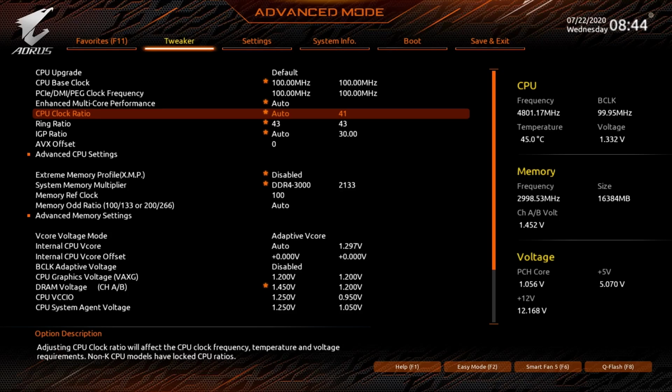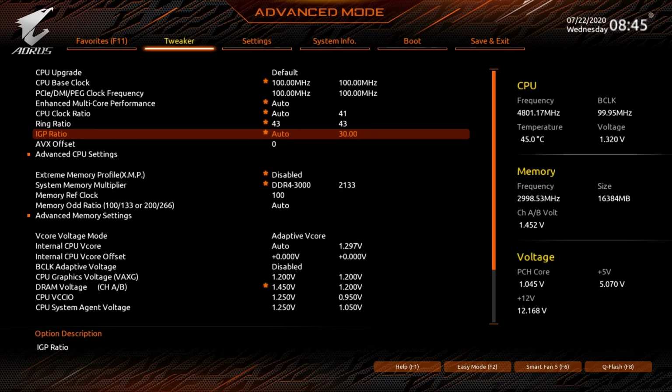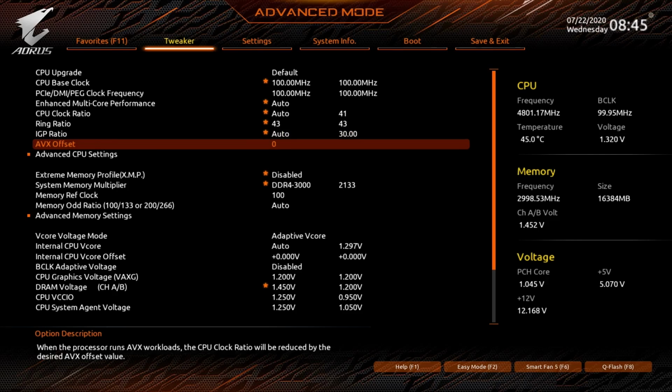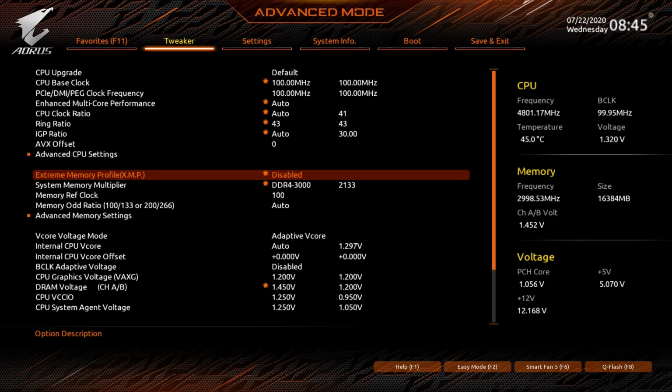I leave the CPU clock ratio at auto. I'll explain why later. We set the ring ratio low. We're going to overclock the ring bus after we get our max CPU overclock, because if you go too high with the ring ratio, it'll affect the CPU overclock, and we want to get as high of a CPU overclock as we can. We leave the IGP at auto because we're not going to mess with that, and I don't typically use an AVX offset since AVX is pretty widely used now.